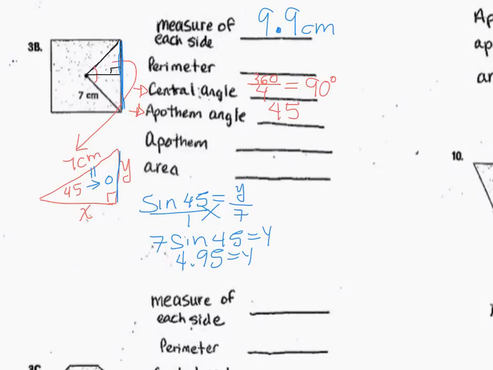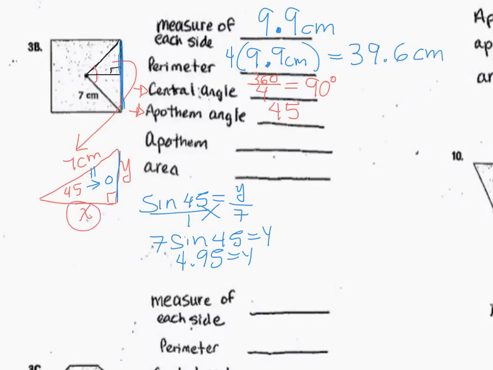Now with that we can get the perimeter, right? It's 4 sides, each one of the sides is 9.9 centimeters. That is right, that would be 39.6. So that is the perimeter. So on the perimeter, that's 39.6 centimeters. Great. Now let's get the apothem.